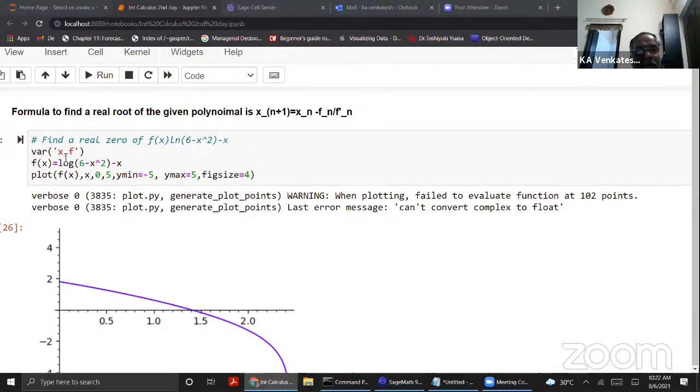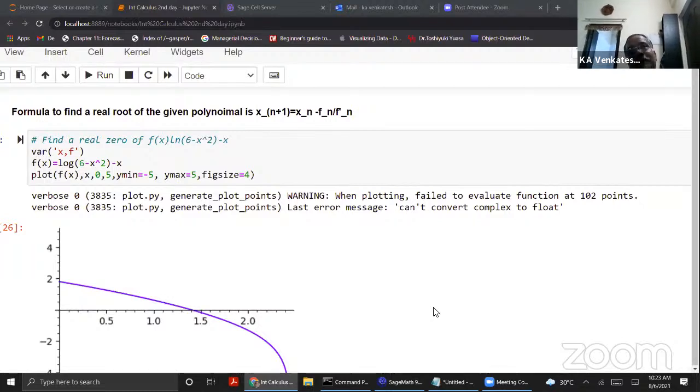Variable x, comma, f of x equal to log of 6 minus x square minus x. This is the function given, so this is not required to understand. To find the initial value of x0, I took it from the graph.